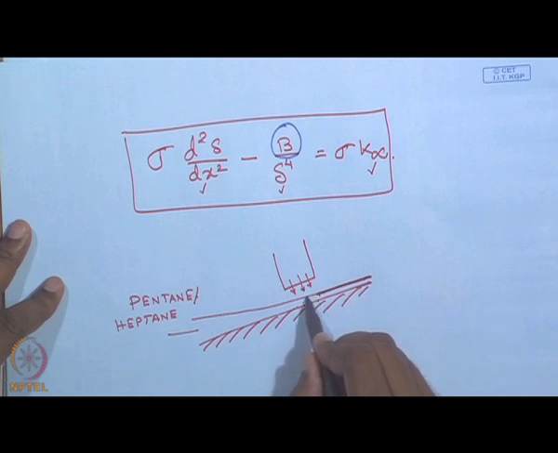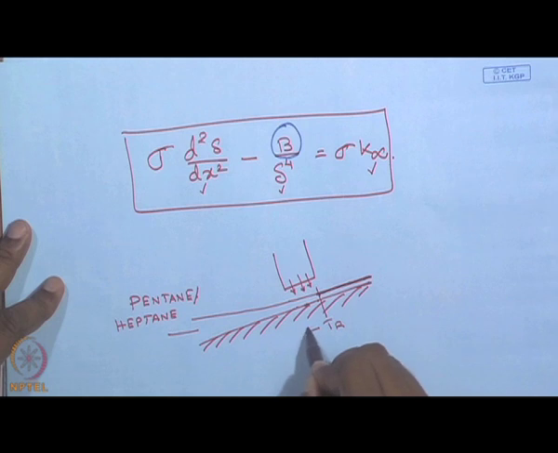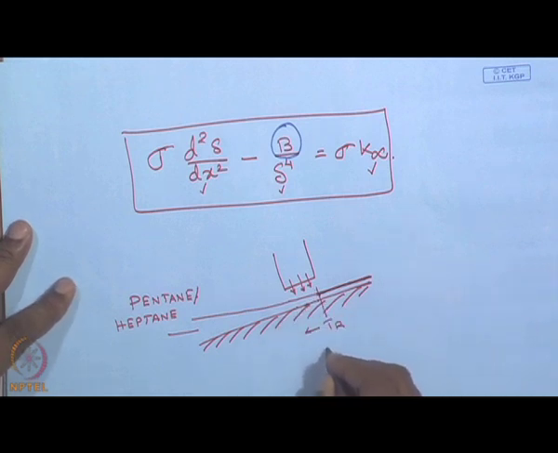But the moment the film starts to become curved, that is, at the junction, at the beginning of the transition region onwards, I am going to see alternate dark and bright fringes. Those are the interference fringes. Over here I am going to see the first dark fringe, then a bright fringe, another dark fringe, a bright fringe, dark fringe, and so on.